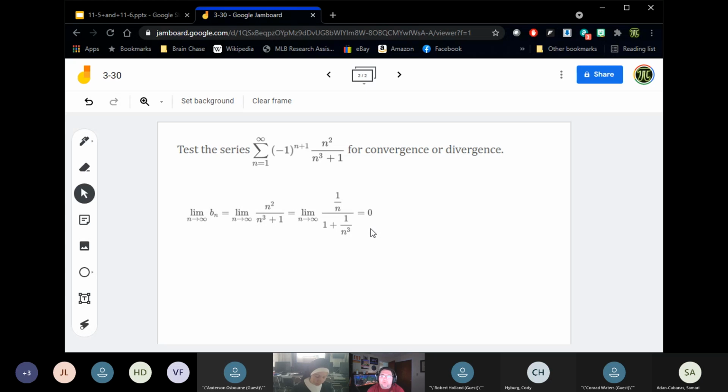Since we could do that one quick, now let's look at the first one. It's got to be decreasing. So we've got our function there. The problem is, just like the last one, to tell if it's decreasing is kind of difficult because I have stuff on the top and the bottom. One of the easiest ways to figure out if something's decreasing is to look at the derivative of it. So how do I find the derivative of n squared over n to the third plus 1?